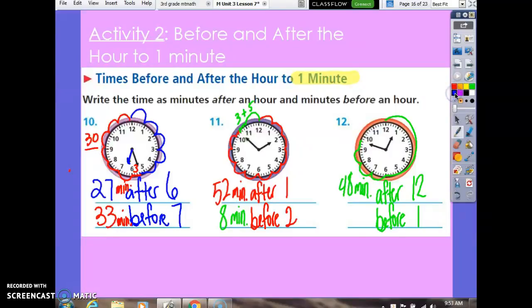Okay? Now, how many minutes before 1? Well, start right where I ended up. So I'm at the 48. So I go 49, 50. So that's 2 minutes right there. And then I can go 5, 10. So that's 10 minutes. So 2 plus 10 is going to be 12. So 48 plus 12 is going to be 60 minutes. So it's 12 minutes before 1. All right?